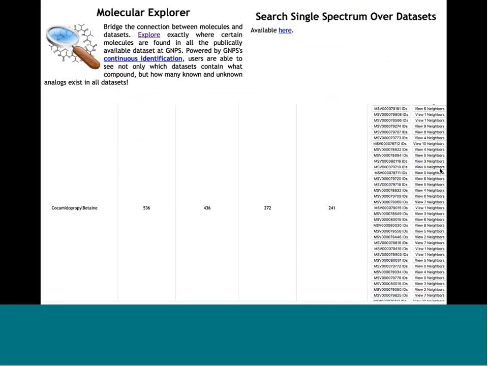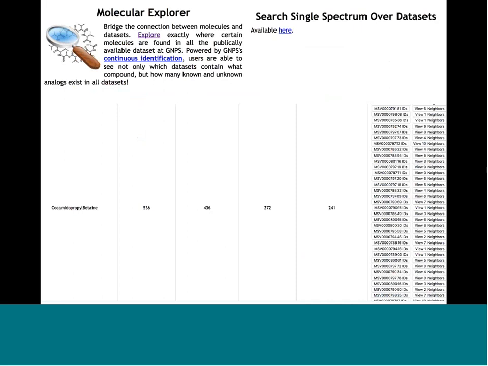Well, one of those things is it allows you to explore the molecules that are present. So for example, let's say you're interested in the molecule cocamidopropyl betaine. This is a common ingredient found in shampoos and soaps and such. But you want to know where this molecule has been seen before. Now, it turns out that this is a molecule that's very commonly a contaminant in mass spectrometry. But let's say you were interested in this. Well, with Molecular Explorer, we can look for this molecule, and then very quickly, we can find all the data sets on the right where this molecule has been observed before.